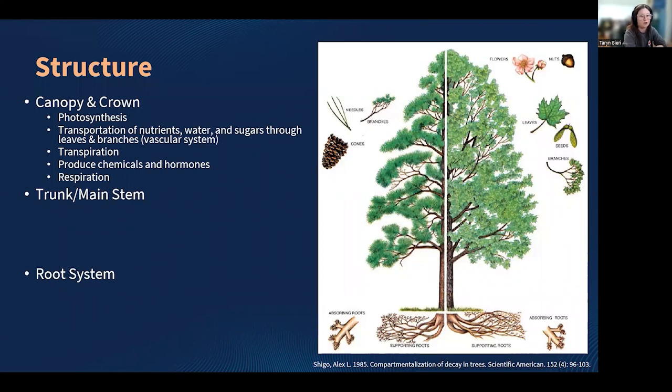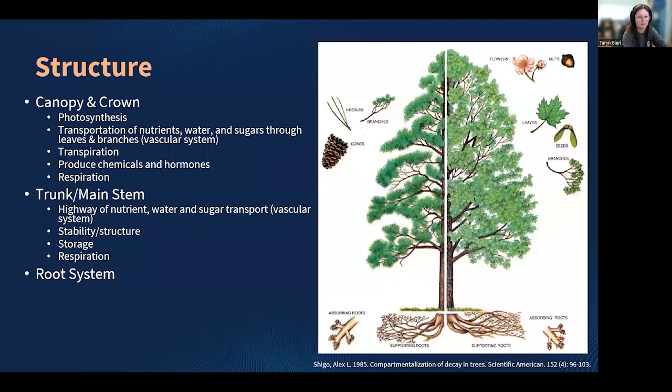The canopy and crown performs photosynthesis. It allows for the transportation of nutrients, water, and sugars through the leaves and branches. This is part of the vascular system of the tree. It allows for transpiration to occur, which we'll talk about a little bit more later. Chemicals and hormones can be produced in the canopy and crown, and respiration also occurs here.